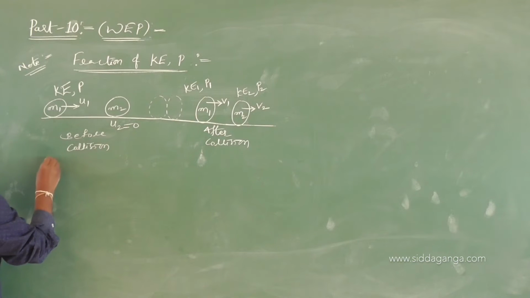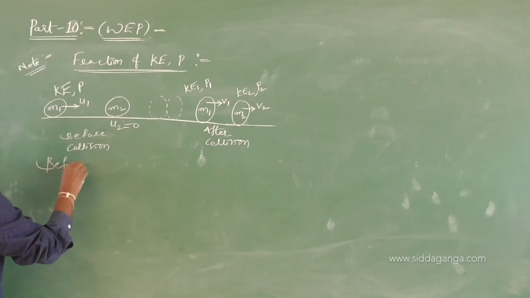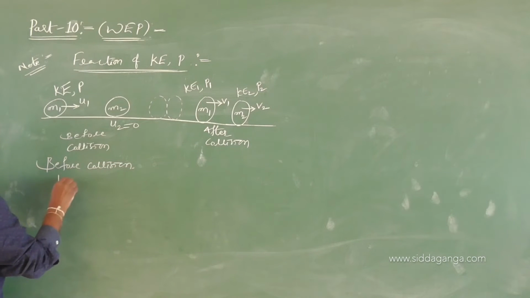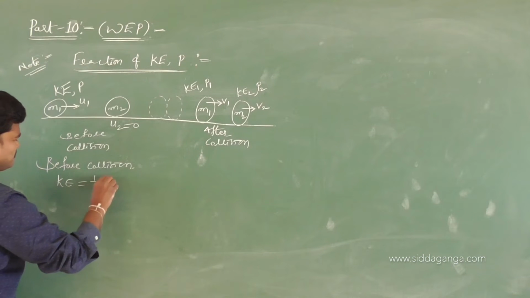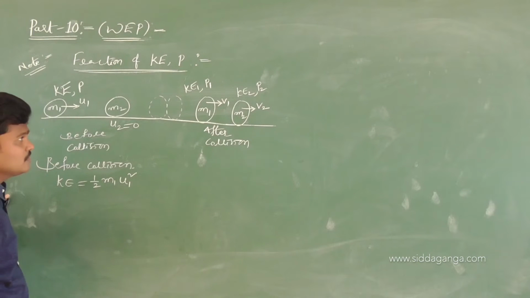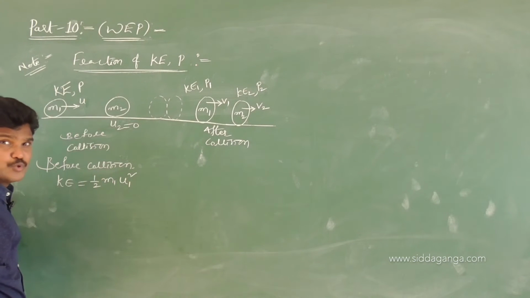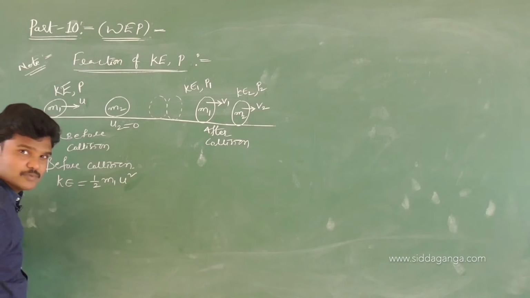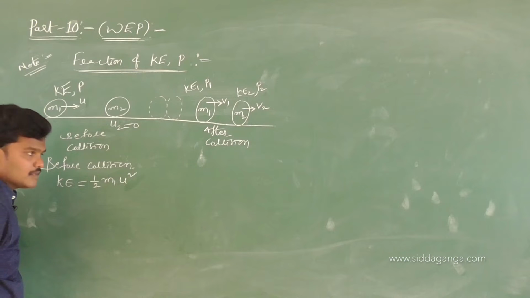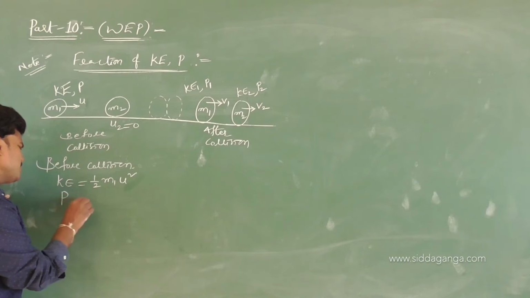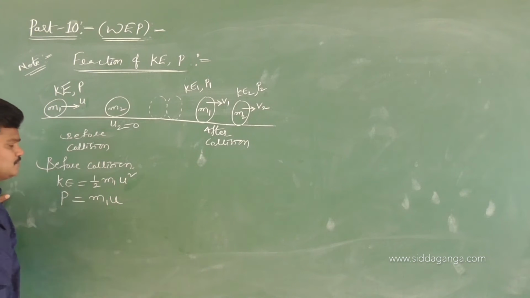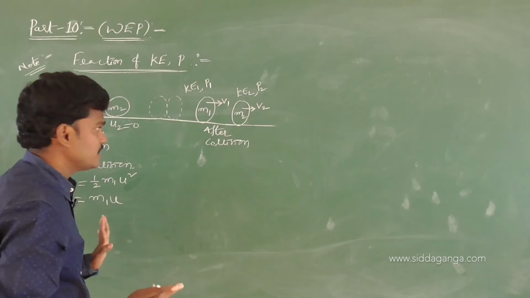Kinetic energy before collision: KE is half m1 u1 square. Let us take u as the velocity, since there is no u2, u is enough. So KE is half m1 u square. Coming to the momentum, what is the momentum? It is m1 u. So KE and momentum before the collision are completed.